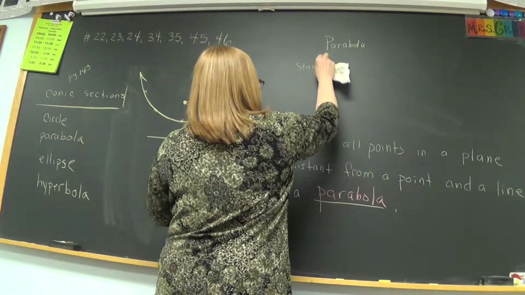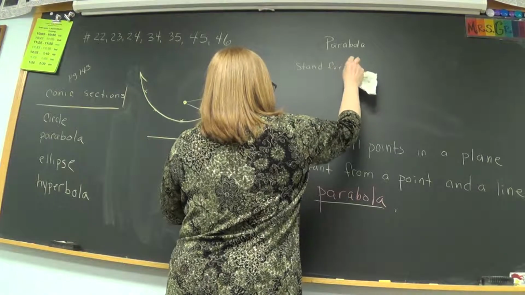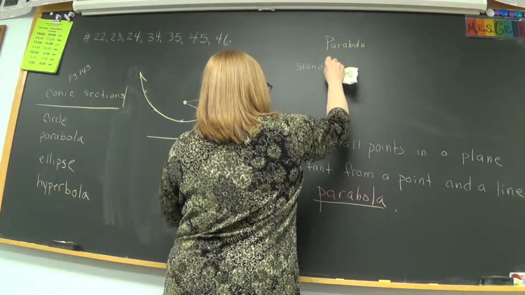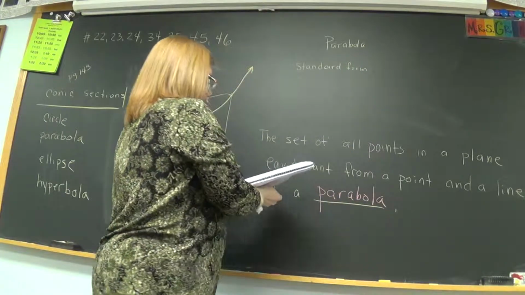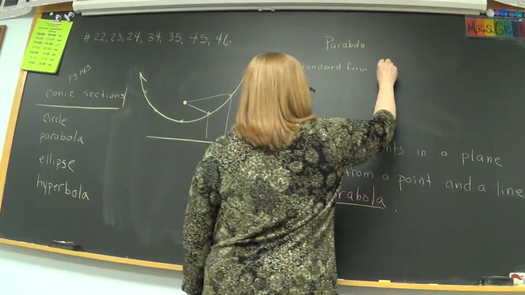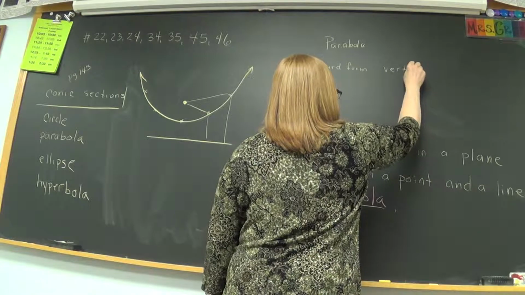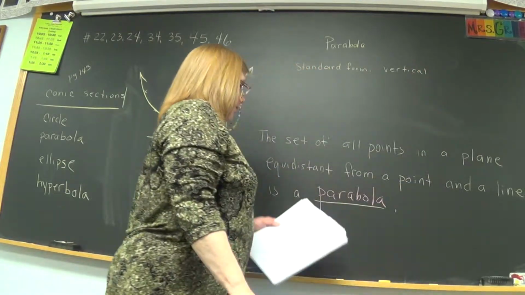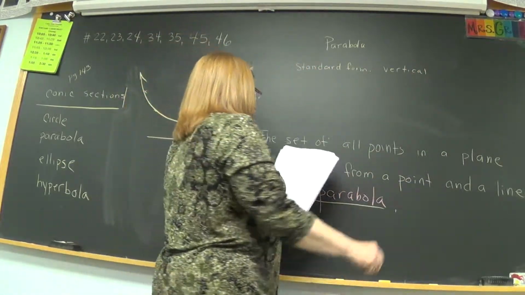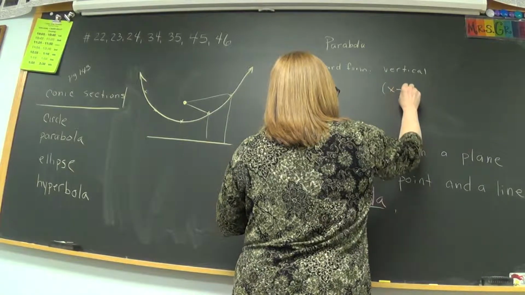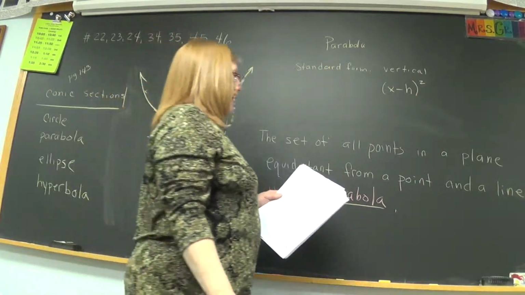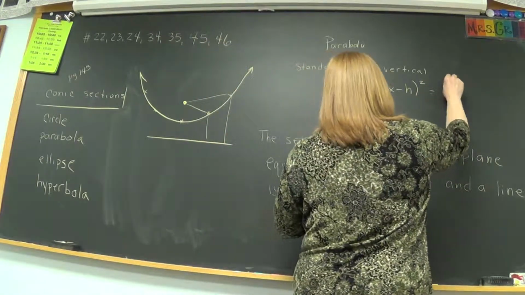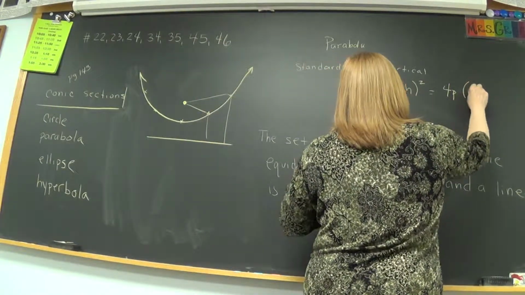So when it all boils down, here are the equations for the parabola from the locus definition. Standard form again. This one I'm going to list first is a vertical one where the opening is up or down. And the vertical one looks like this: x minus h, quantity squared, there's Hector, equals 4p times y minus k.